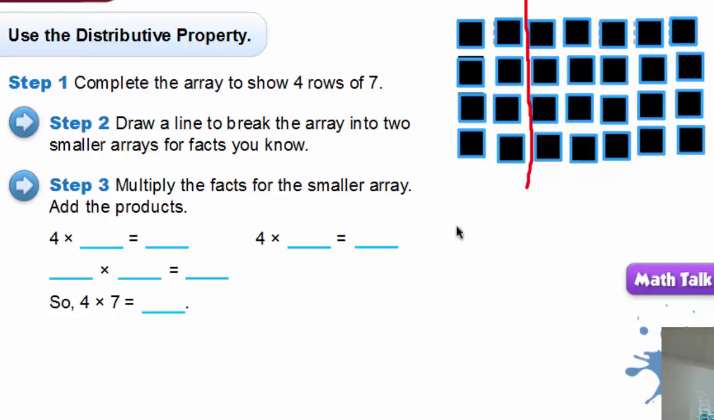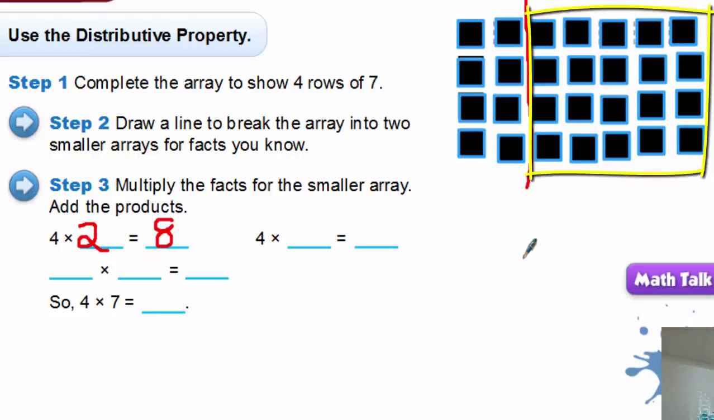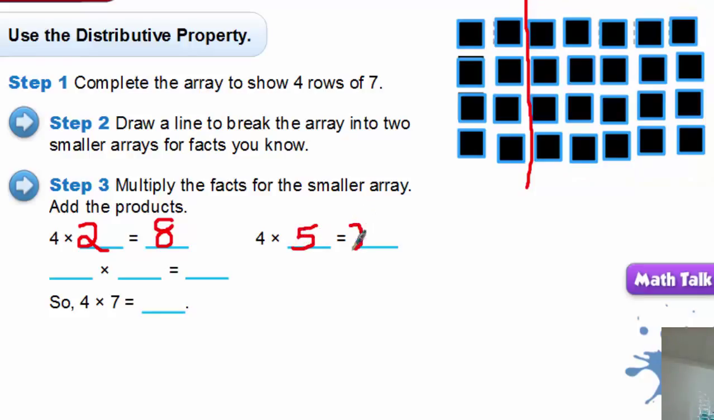So look at this first array right here. Okay? What is the multiplication fact that matches that array? Good. I heard you say 4 times 2. We have 4 rows of 2, which equals 8. Great. Now look at the second array right here. What is the multiplication sentence that matches that array? You guys are so smart. 4 times 5, because we have 4 rows of 5, equals 20. We have 20 in that array.